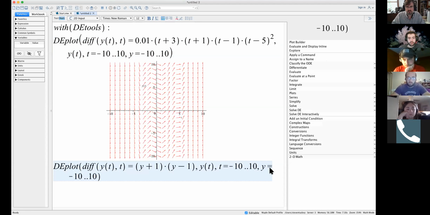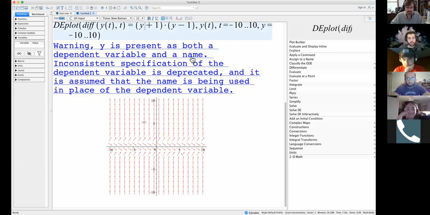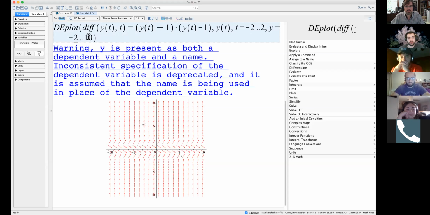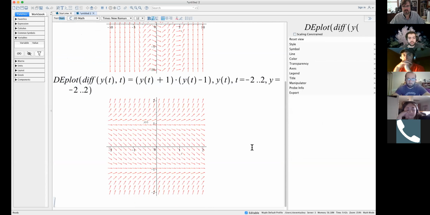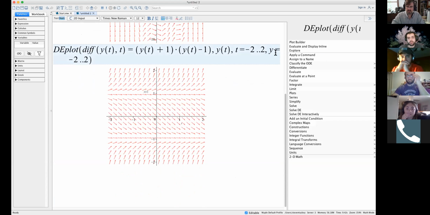Really, really simple. Uh-oh, what did I do? Oh, y of t. Yeah, sorry, it was supposed to be y of t. It's yelling at me. And we don't need to go all that far. We can just go from like -2 to 2. Okay, so I have now a nice, pretty autonomous differential equation. Well, how would you describe this equilibrium solution located at y equals 1?